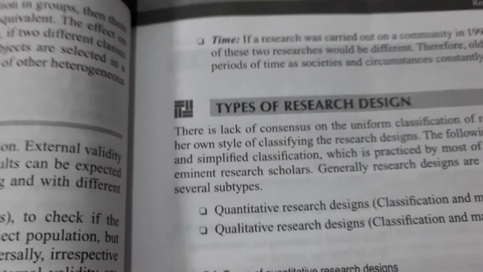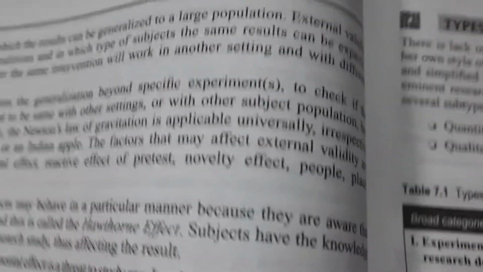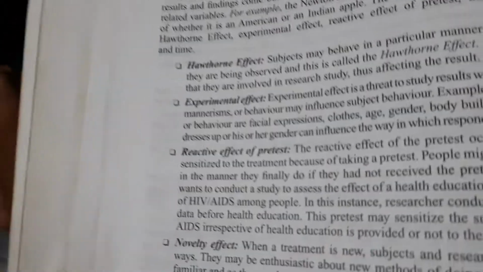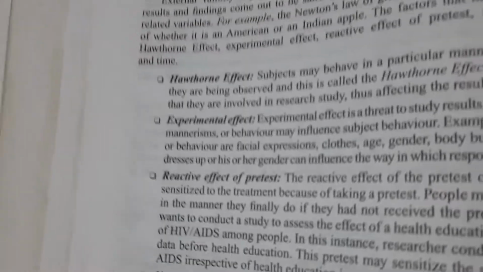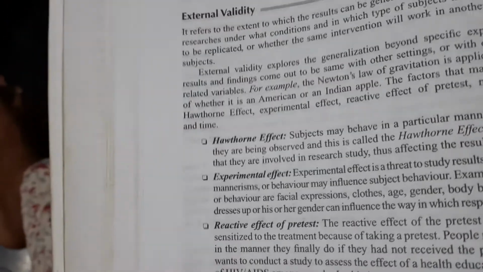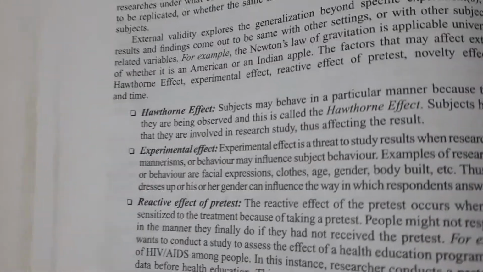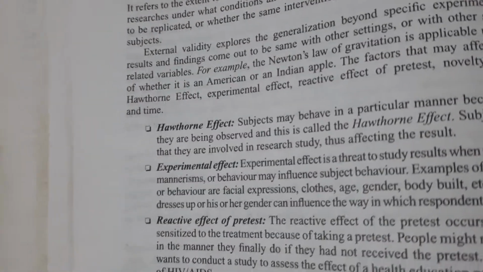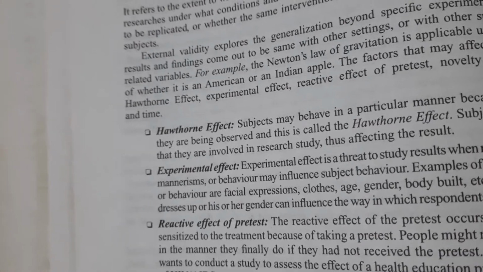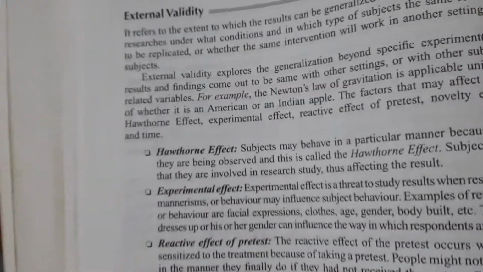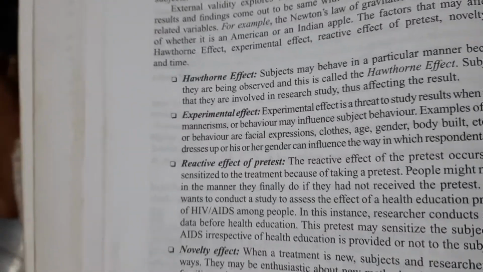So these are all the threats to external validity. The first one is the Hawthorne effect, that is, the person knows they are being studied, and this influences what they are going to do. The next one is the experimental effect, which influences characteristic behavior. And the reactive effect of pretest, which is a sensitizing issue.